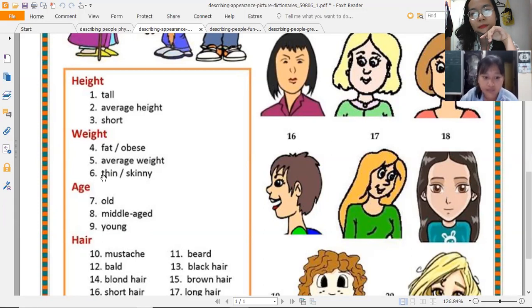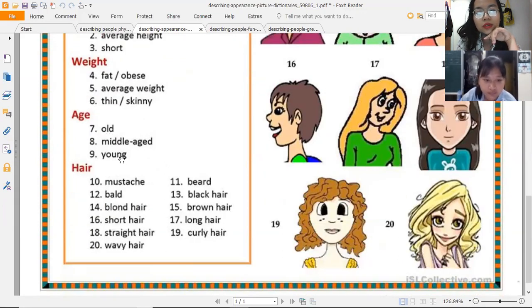Now the opposite of fast is thin. Thin. Put your tongue between your teeth. Thin. Okay, and skinny is the same, right? Okay, the same. And then the next one. Okay, so easy, right?